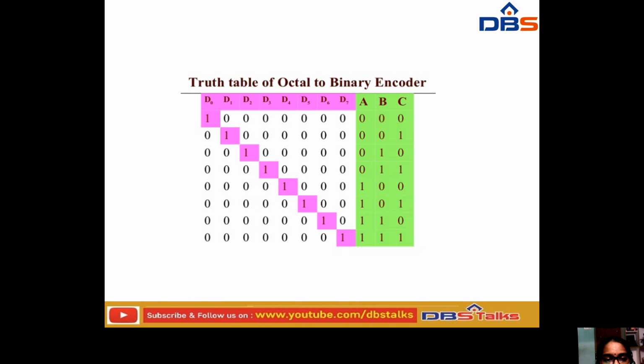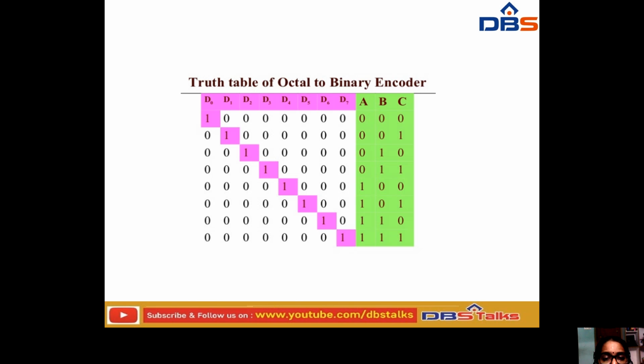So this is the truth table of the octal to binary encoder. If you have observed this binary encoder, we are having 3 inputs, and from these 3 inputs the possible number of outputs is 8, that is D0, D1, D2, D3, D4, D5. In the previous classes, we have discussed the encoder with 2 inputs. This is an encoder with 3 inputs.